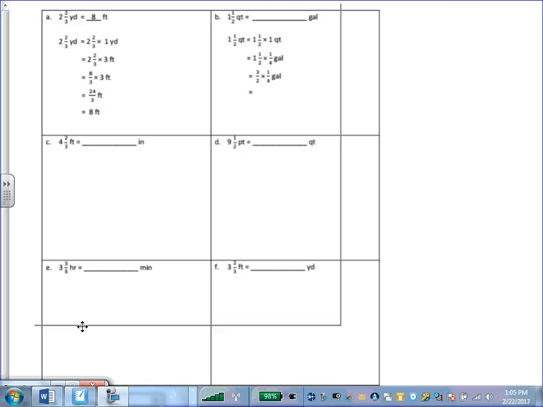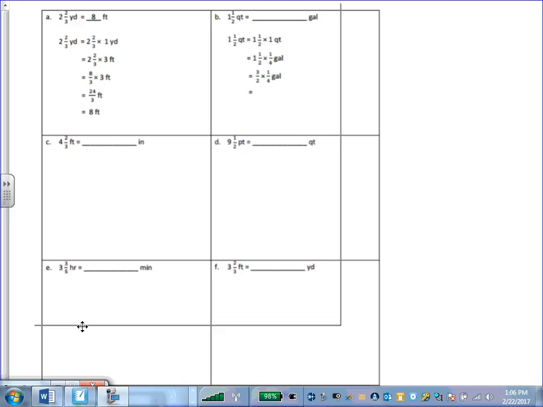With the first problem, it was already done for you. The second problem, where you have 1 1/2 quarts and you're trying to see how many gallons you have. So you're going from a small unit to a big unit. And when you go from small to big, you divide, which means that I'm having to do a fraction. And you're going from quart to a gallon.